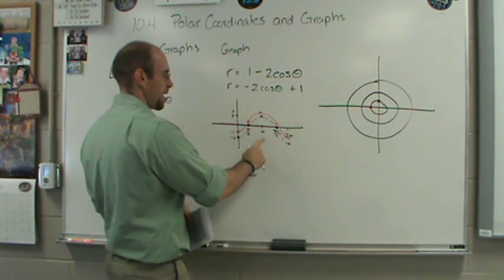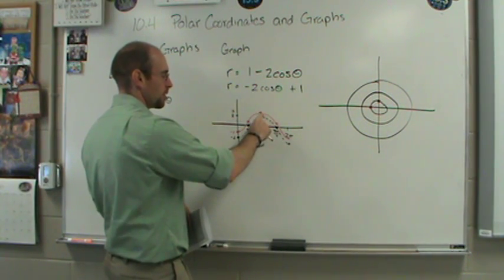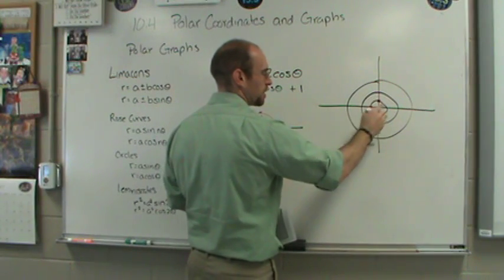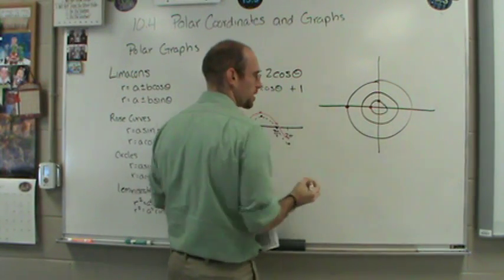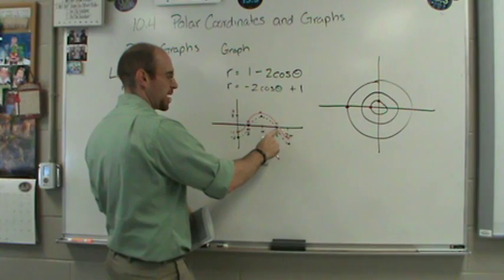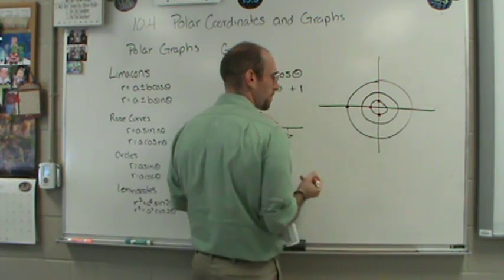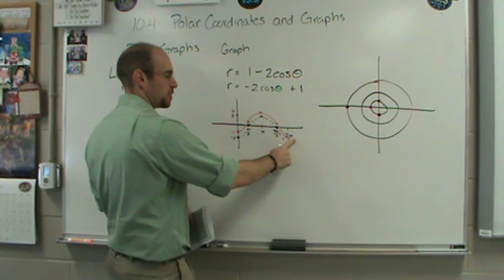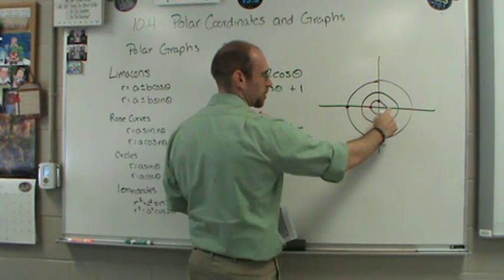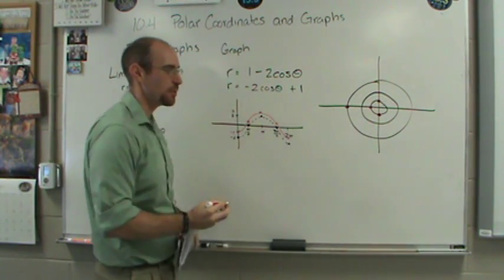At pi, we're at 3. So here's pi, and here's 3 units there. 3 pi over 2, we're back at 1. So 3 pi over 2, 1. And then 2 pi, which is here, we're back at that -1, which flips over.